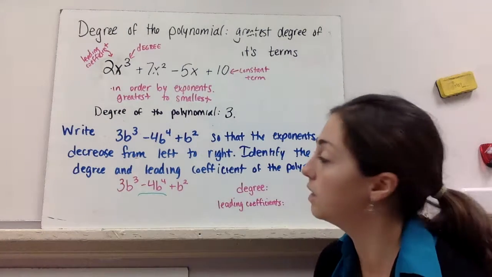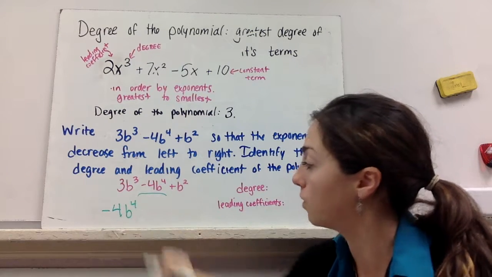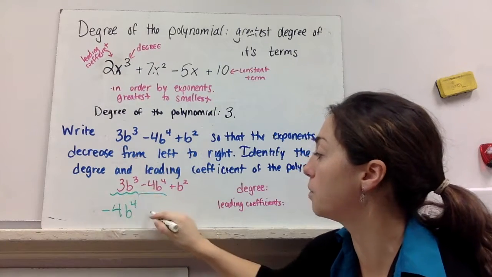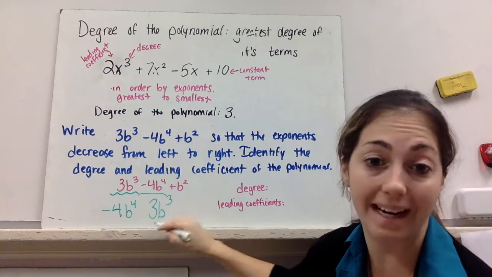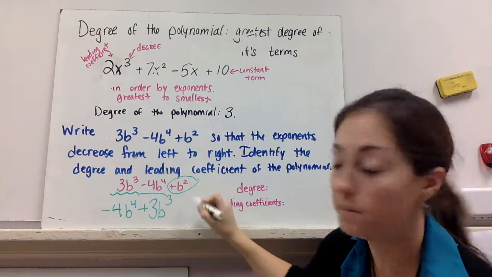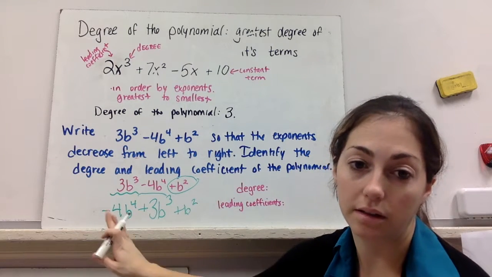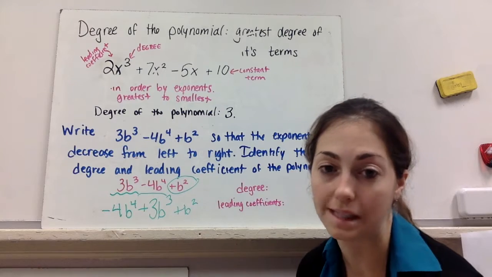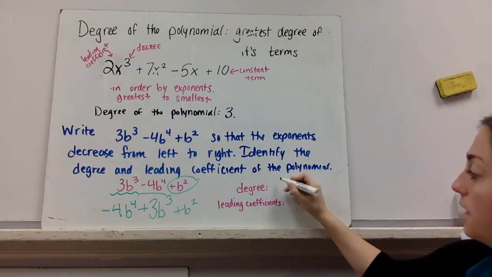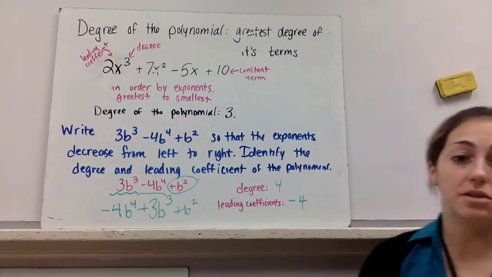So this middle term here is my largest term, so that needs to go first. Negative 4b to the 4th power. Then my next largest term is this 3b cubed, but I need a sign. The sign is positive. And lastly, my last term is plus b squared. So now it's in order from largest exponent to smallest. It's decreasing. And my degree of the polynomial is the largest one. That's a 4. And my leading coefficient, that's that -4. All right, so these are just some facts.